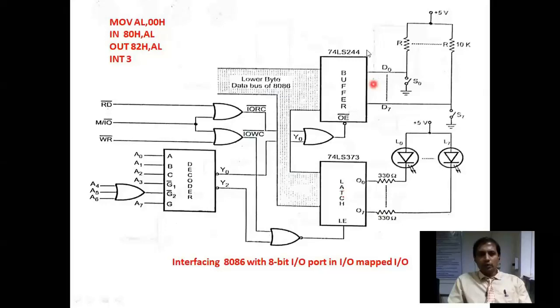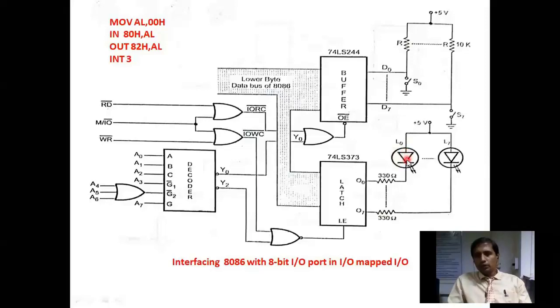Let us see a small program. For example, the processor wants to perform an operation where the LEDs must glow and all switches must open. I already mentioned, in order to close the switch we should give 1, and in order to open the switch we need to provide 0. Similarly for the LED, in order to glow the LED the value should be 0, and for turning off the LED the value should be 1.